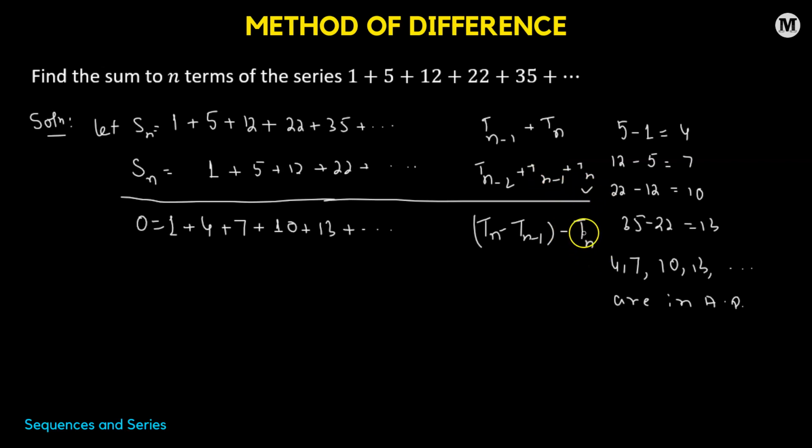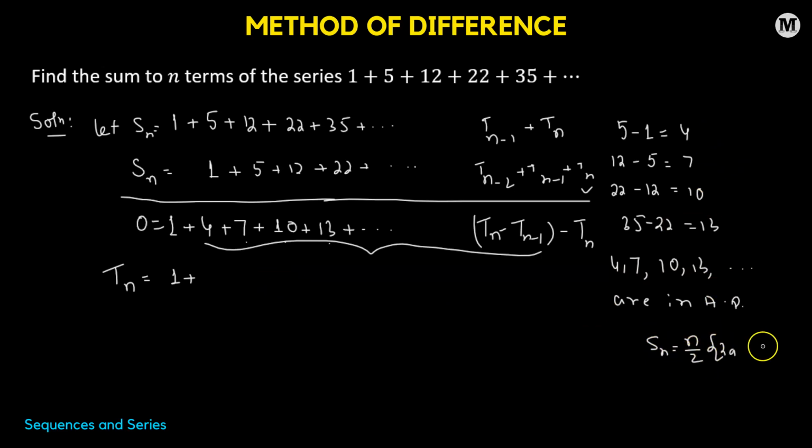Now what we'll do? We'll transpose this negative Tn to the left hand side to get Tn. So Tn is going to be 1 added to 4 plus 7 plus 10 plus 13 all the way up to the last term, which is Tn minus 1. This is an arithmetic series, and we know the sum of an arithmetic series has a standard formula, which is given by Sn equals n over 2 multiplied by 2 times a plus n minus 1 times the common difference d. Okay. So here, first we have to figure out what is the total number of terms present here.